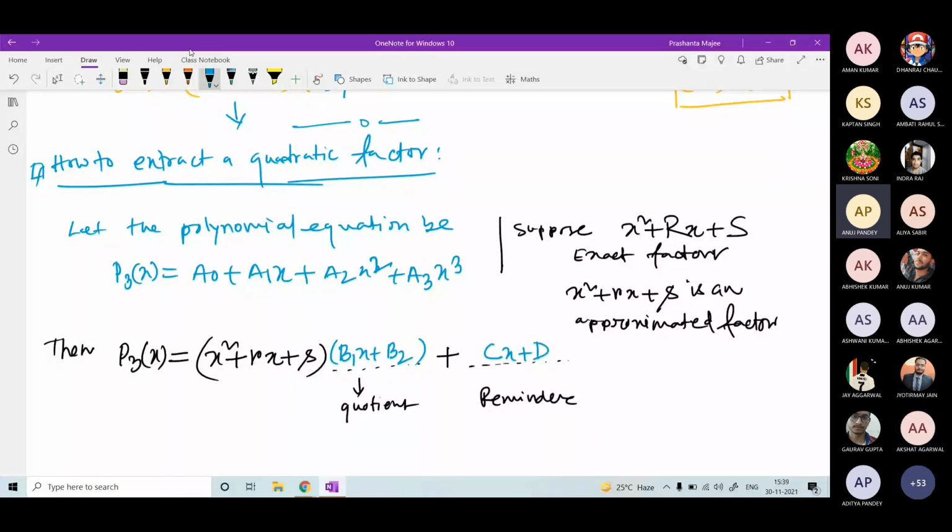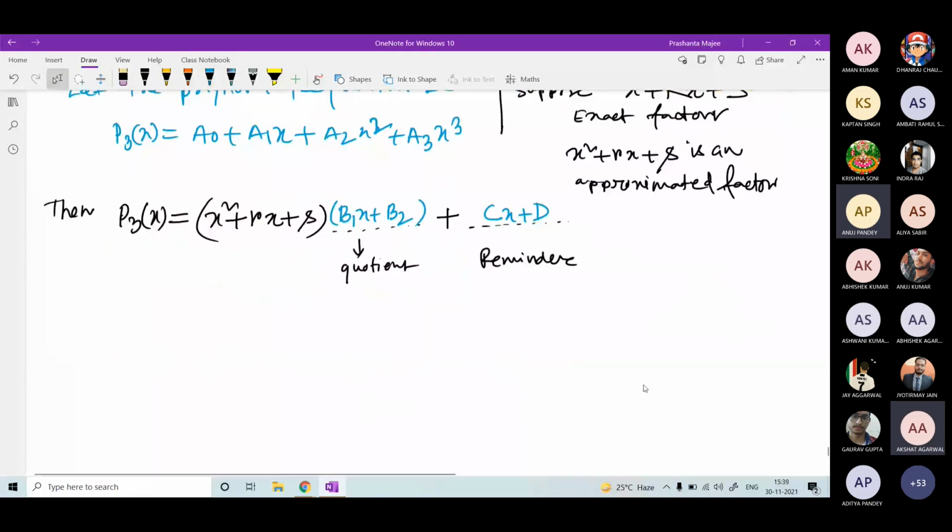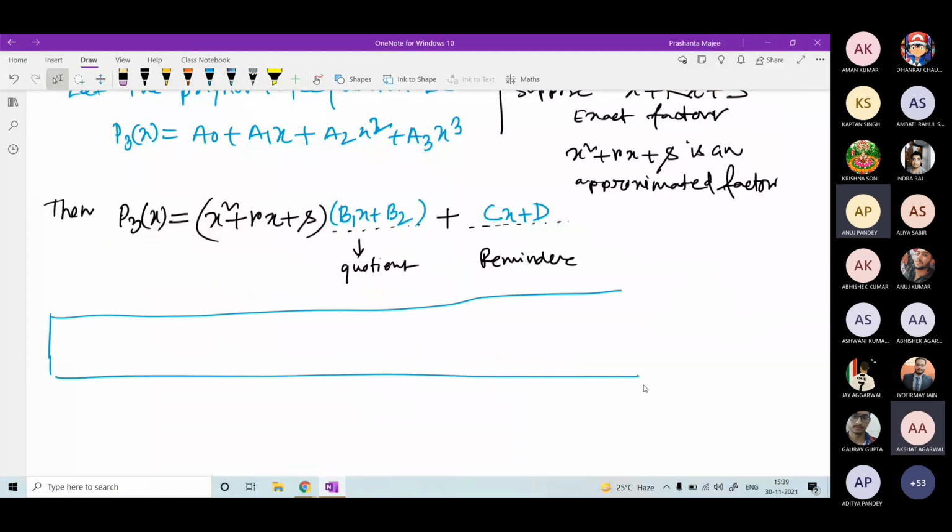Okay. So let me modify the question. So this is an in-between line. You do not have to remember this in this particular calculation, but you tell me what it will be. If I start with, let's say, a 7th degree polynomial equation, P7(x), and I am going to use the approximate factor x² + rx + s, then what will be the degree of the quotient and what will be the degree of the remainder?